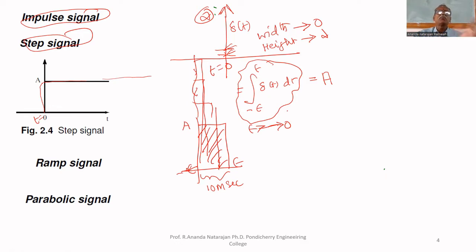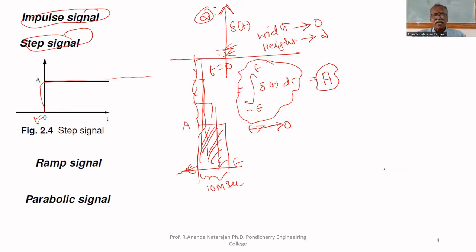Interchangeably, we say input signal. Actually, here it is input energy. In control systems, input is energy. That's why we can simply say input. We say input signal, but it is actually energy. So the magnitude is A. The impulse function's magnitude is A. If you integrate, you will get A.